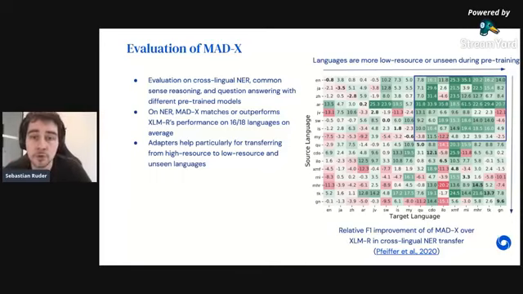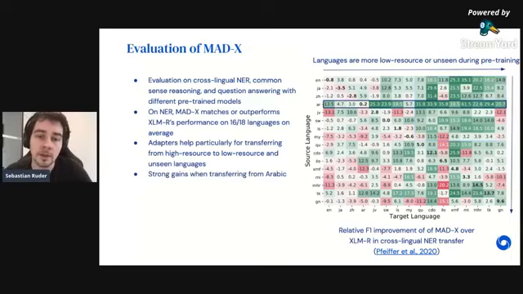And the particularly reassuring observation here is that for arguably the setting that is most realistic or most common in practice, where we try to transfer from some high-resource language such as English to languages that you have not seen before in your pre-training data, or languages where you don't have a lot of data, there we see the largest improvements with using these adapters. We also, maybe somewhat surprisingly, see across the board quite large gains when transferring from Arabic, which might indicate that the original model struggles or has not properly represented the Arabic script in its training data.